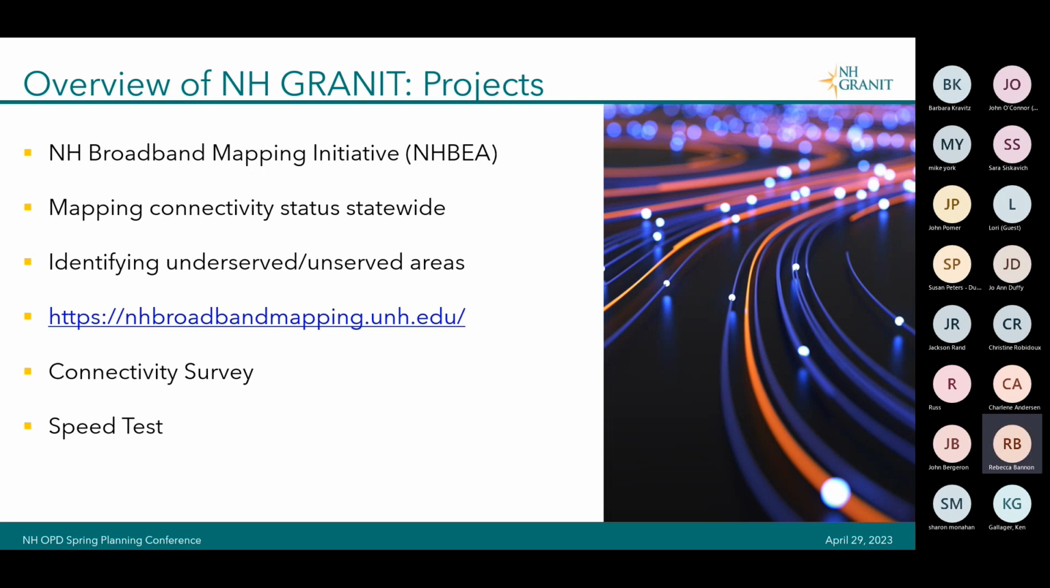This project website is nhbroadbandmapping.unh.edu. In addition to being able to view data there, the public can also access a connectivity survey, which would allow someone to report that their address does not have broadband access. And there's a speed test, so someone could determine their home computer's actual upload and download speeds.